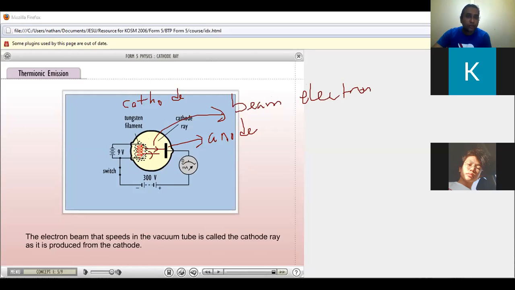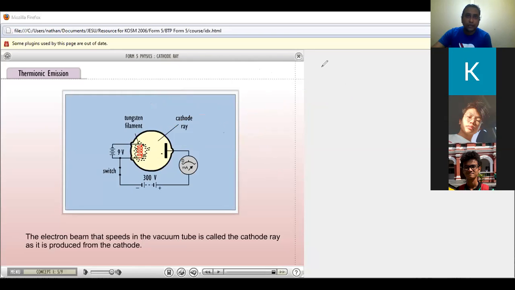So the electron gun basically consists of a filament. This filament will act as a cathode, and then you have an anode. So basically that is what the electron gun is all about. Next. Now next we're going to look at the properties of cathode ray.